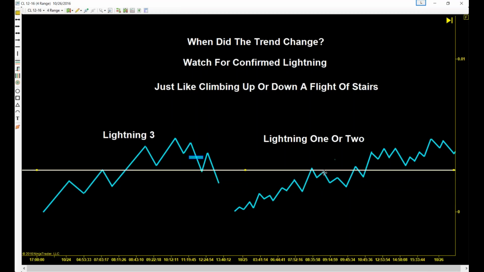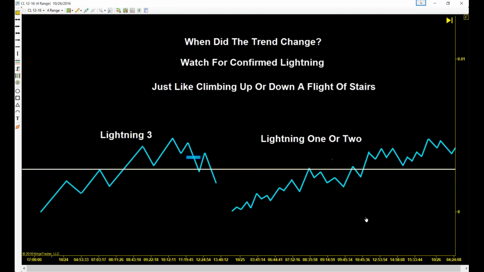Now, notice that when it makes a higher high over here, then it makes a low again. But where would your stop be in this scenario? Well, obviously it'd be right here, right? And when you're trading Lightning 1, you can actually use your Lightning 1 or even Lightning 2 for that same stop. But let's ask the same question over here.